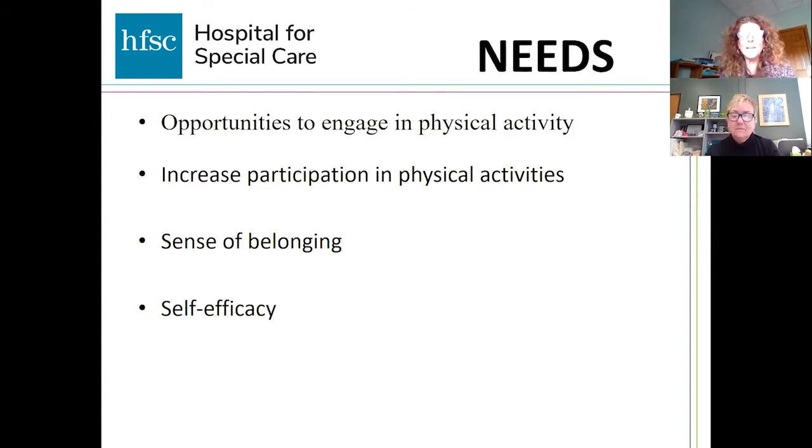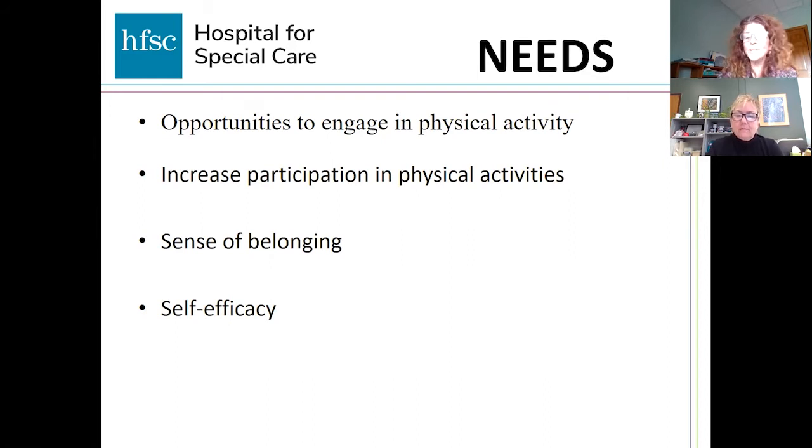So our camp is for individuals with physical disabilities within the ages of 7 and 19. The literature will speak to you about children and youth with disabilities often having fewer opportunities than their naturally developing counterparts to engage in physical activity, and they are often less physically fit.